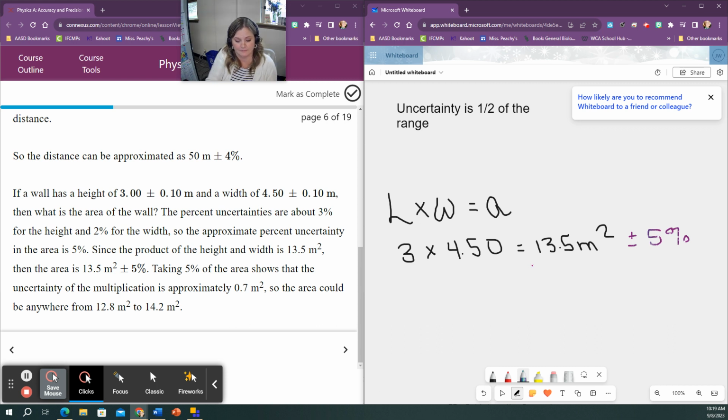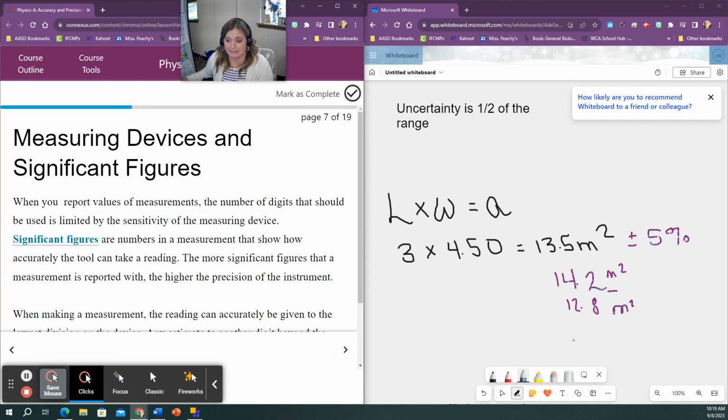So let's do that. 13.5 times 0.05 is 0.7 if we're rounding. If I add 0.7, that gives me 14.2. If I subtract 0.7, that gives me 12.8. So that's my range, right? It might not be exactly 13.5. It's somewhere between 12.8 and 14.2.